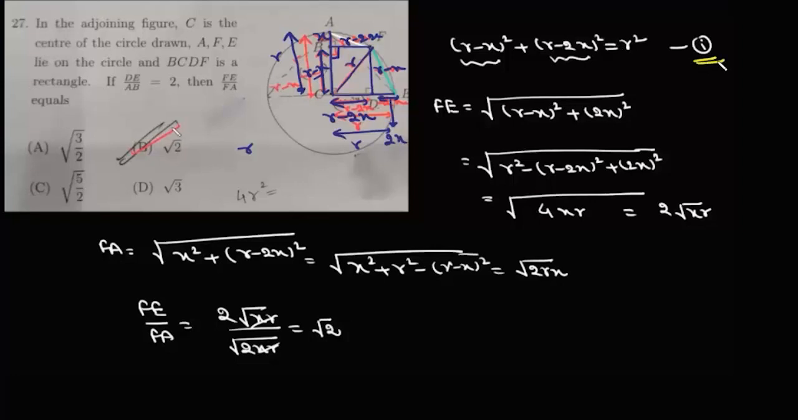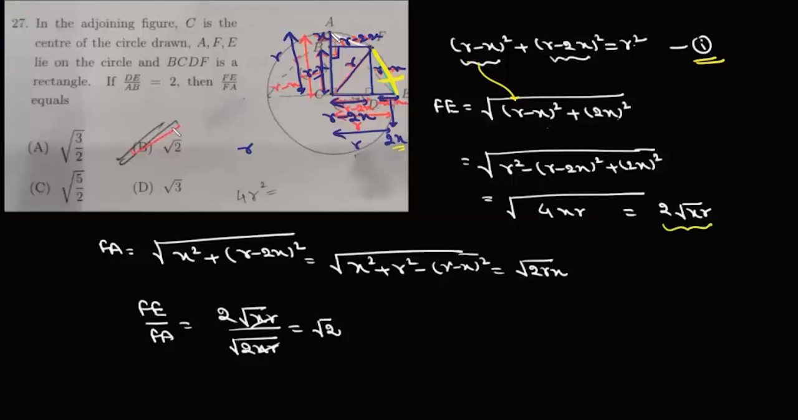Now we need to find the ratio of FE upon FA. Now FE is this length. Now FE is basically under root of r minus x square plus 2x square. Now we can replace r minus x square from this. It will be r square minus r minus 2x whole square. If you want to simplify it, r square will cancel, 2x square will cancel. It will be simply 4xr, or 2 under root xr.